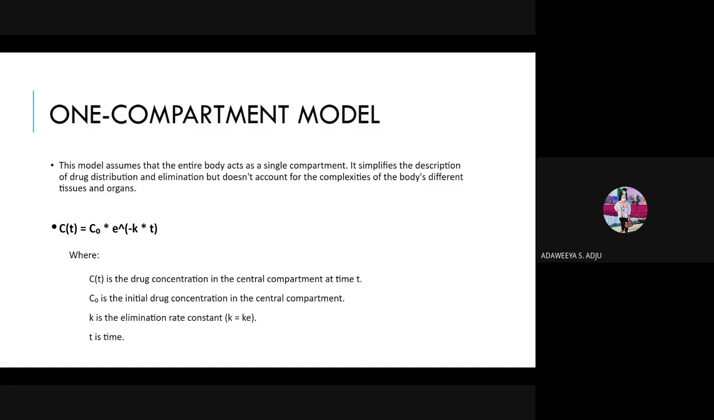So here is the equation where C represents the drug concentration in the central compartment at time t, C0 is the initial drug concentration in the central compartment, and K represents the elimination rate constant, and t is for time.